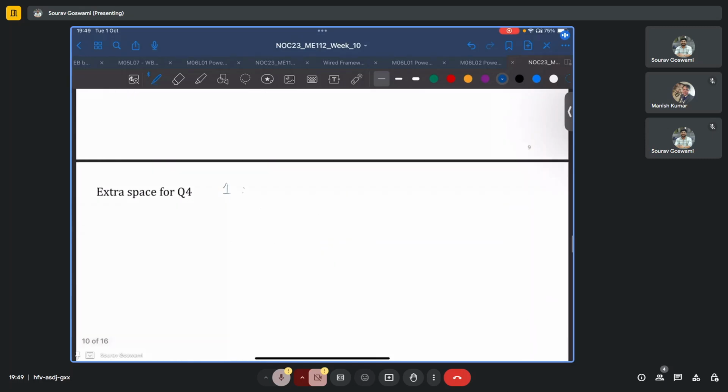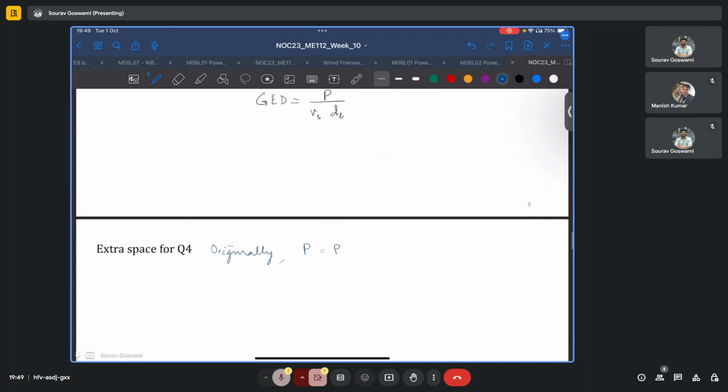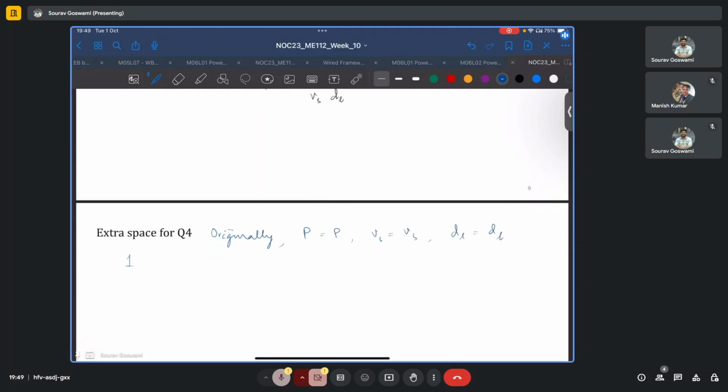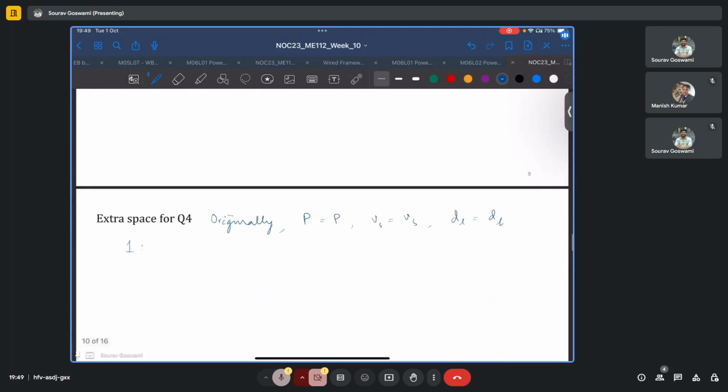Suppose originally let the power be equal to P itself, the scan speed be equal to Vs, and the laser spot size be equal to dl. This is a nominal case. Now in case 1, things remain the same. We have P, Vs, and dl.